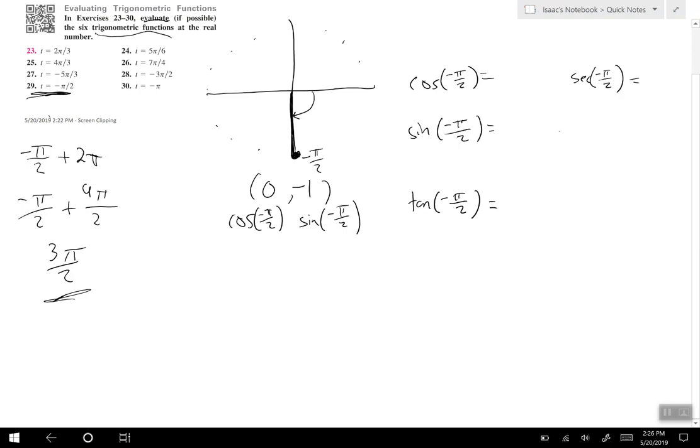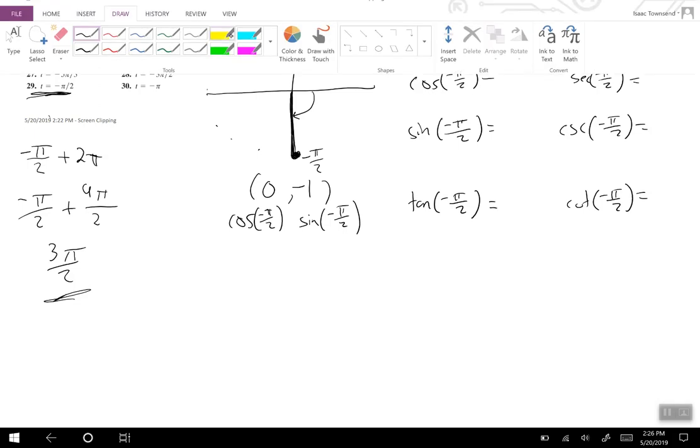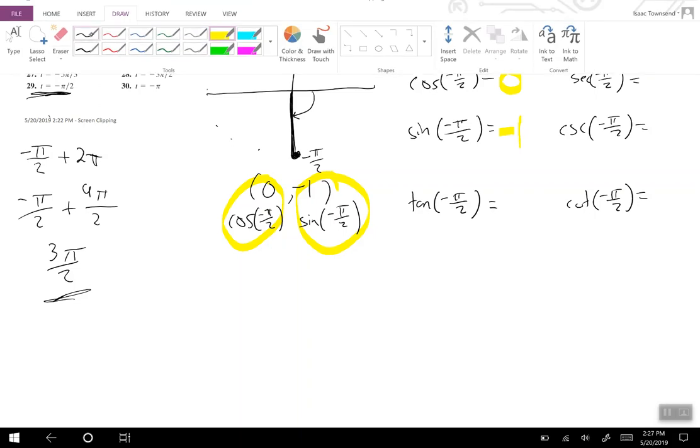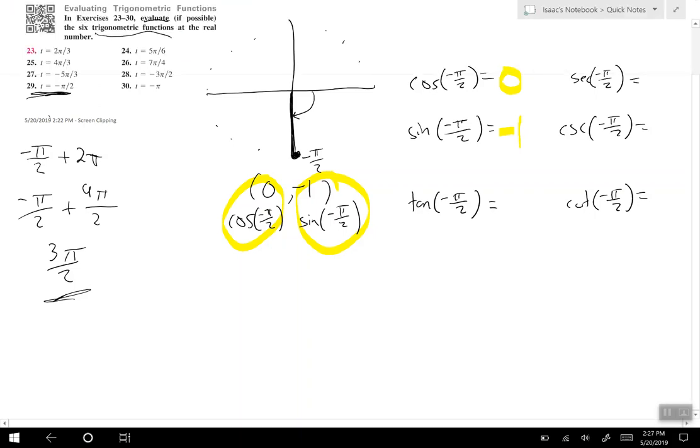Cosine's reciprocal is secant. Cosecant is the reciprocal of sine, and cotangent and tangent are reciprocals. Okay, well, I've got 2 of my 6 answers already. I've got the main 2. Cosine at that angle is 0. Sine at that angle is negative 1. Alright, so that's where most of the work should be done.